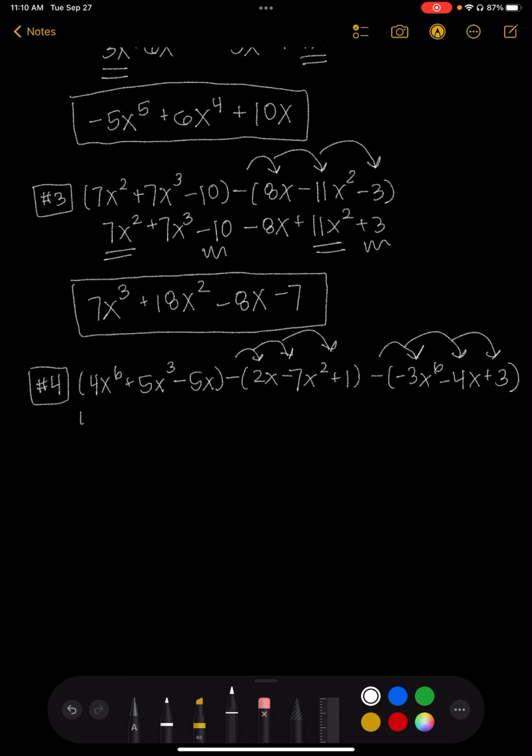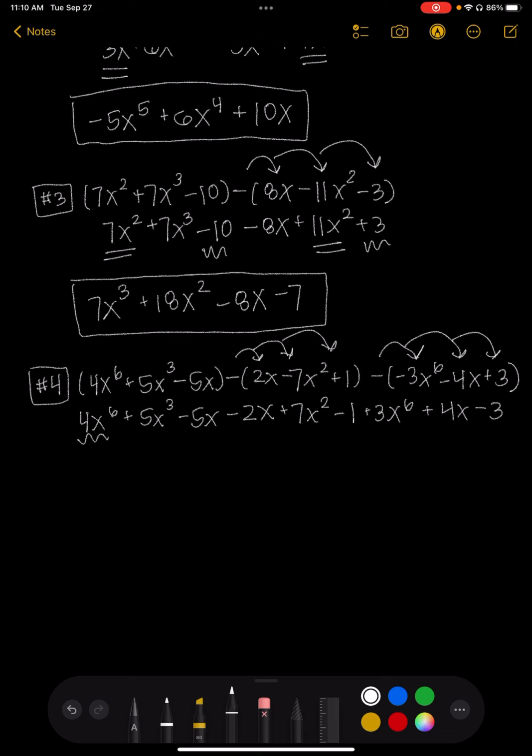So I'm going to just start by rewriting the first set of parentheses. Now for the second set of parentheses, we're going to flip-flop the signs, so it becomes negative 2x, positive 7x squared, negative 1. And then we're going to flip the signs on the third set of parentheses as well, because the negative came before that too. So it would be positive 3x to the 6, positive 4x, and then negative 3. All right, now we just have to underline and combine like terms.